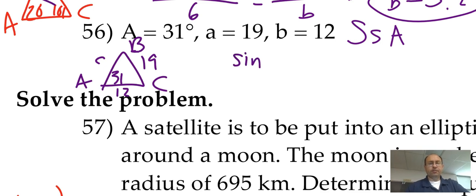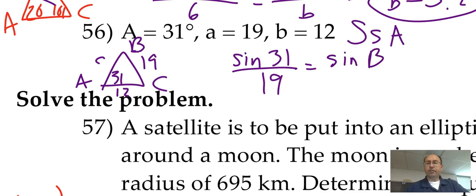Sine 31 over its opposite side of 19 equals the sine of angle B over its opposite side, 12. Okay, so 12 sine 31, end parenthesis, don't forget the end parenthesis, divided by 19. Okay, that gives me 0.33. Okay, that is the sine of the angle.